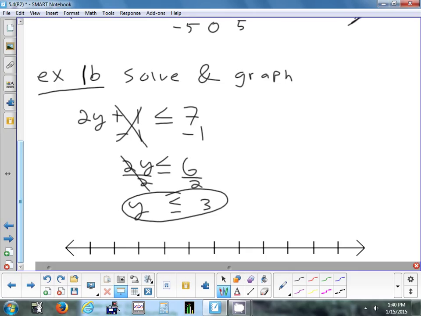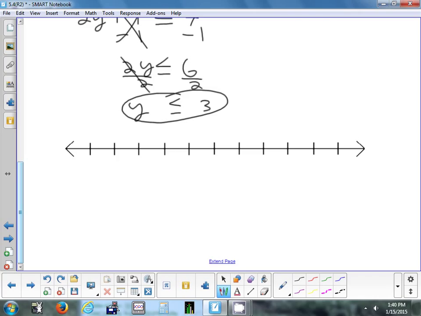Okay, last part is to graph it. Is it set up the way we want? Letter, symbol, number. Good. Okay, next thing I decide on is what? What kind of circle? How do you know it's filled in? Because it's got the equal. Let me just number my number line first. Now, where are you putting the filled in circle? On top of the 3. Yep, right on the 3.